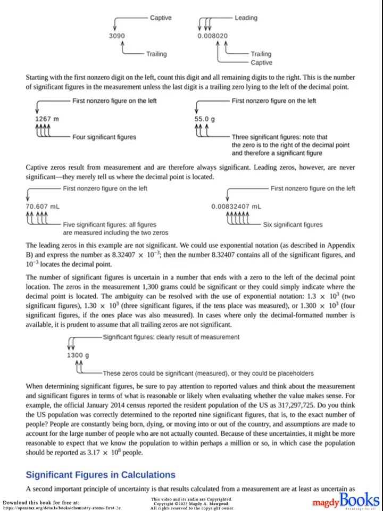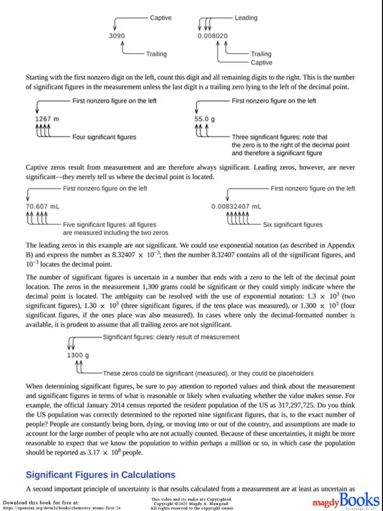In cases where only the decimal formatted number is available, it is prudent to assume that all trailing zeros are not significant. Figure 1300 gram. Significant figures, clearly result of measurement. These zeros could be significant, measured, or they could be placeholders. When determining significant figures, be sure to pay attention to reported values and think about the measurement and significant figures in terms of what is reasonable or likely when evaluating whether the value makes sense.